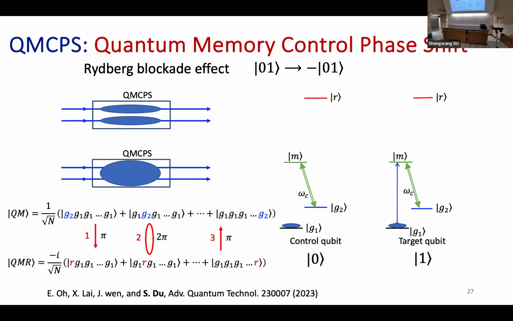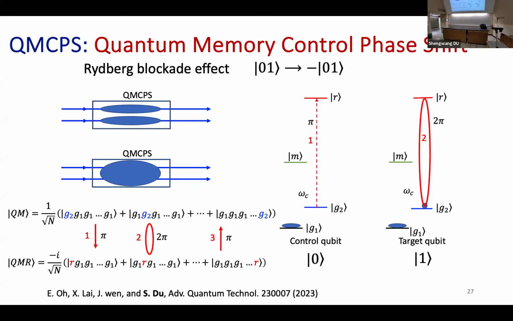Then you do the memory operation, and you absorb that photon, converting it into an excited atom here. But in the other one, because there's no photon coming in, you just have this. The way we do it is to apply a pi pulse on the control qubit, but because there's no atom here, this pi pulse does nothing. Second, do a 2 pi pulse on the target qubit.